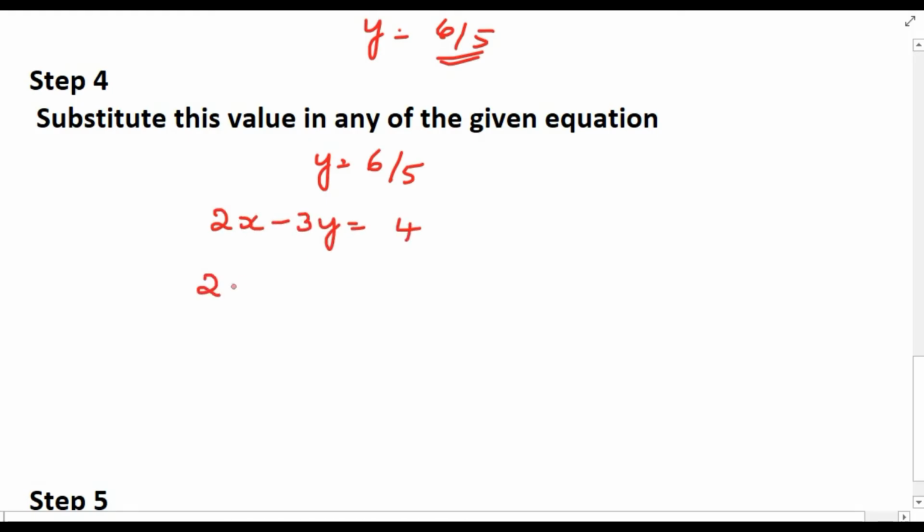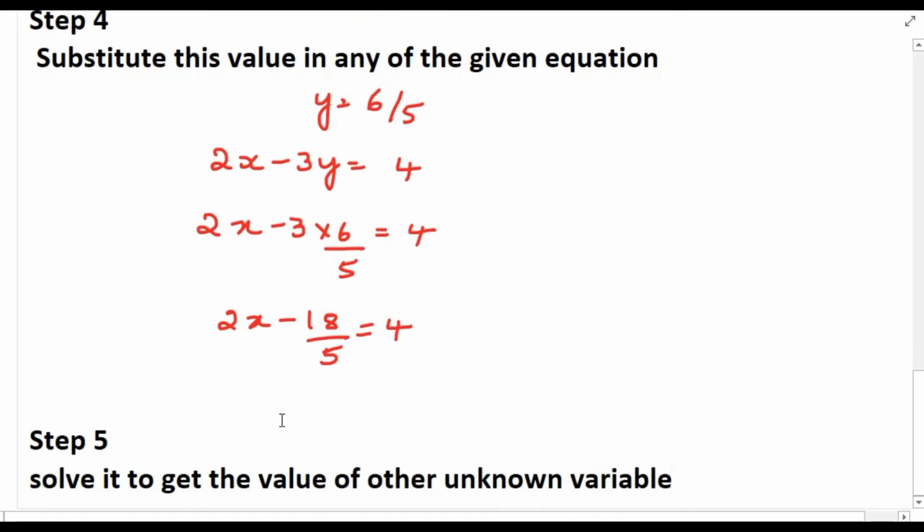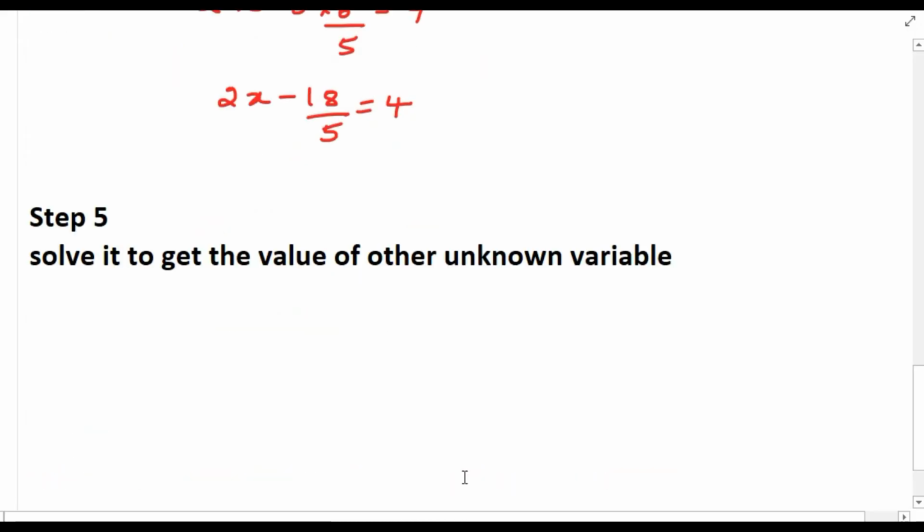So 2x minus 3 into 6 by 5 equal to 4. So now 2x minus 18 by 5 equal to 4. Now what is the step 5? You have to solve this to get the value of the other unknown variable. So I am going to solve this.